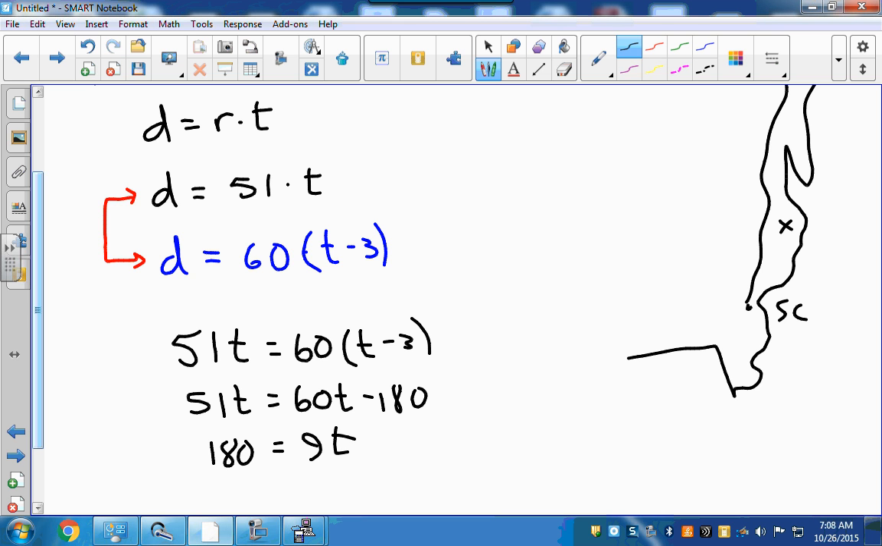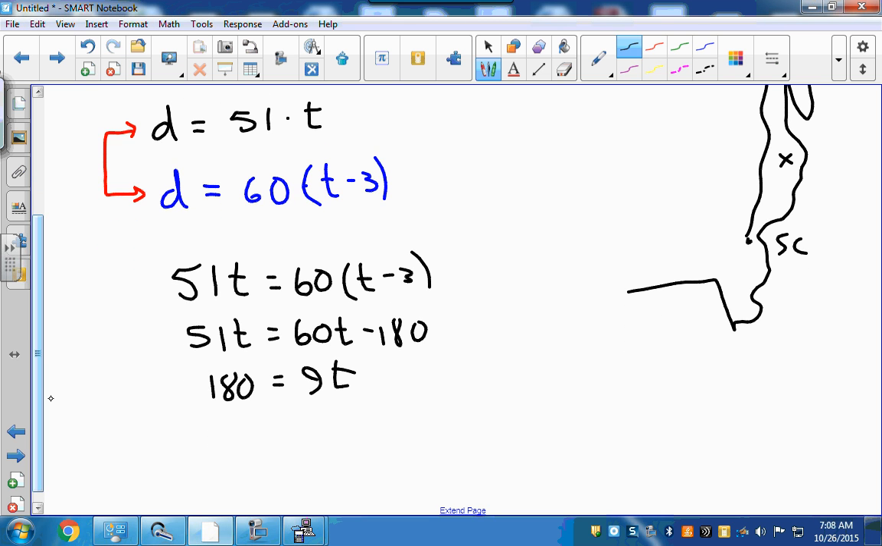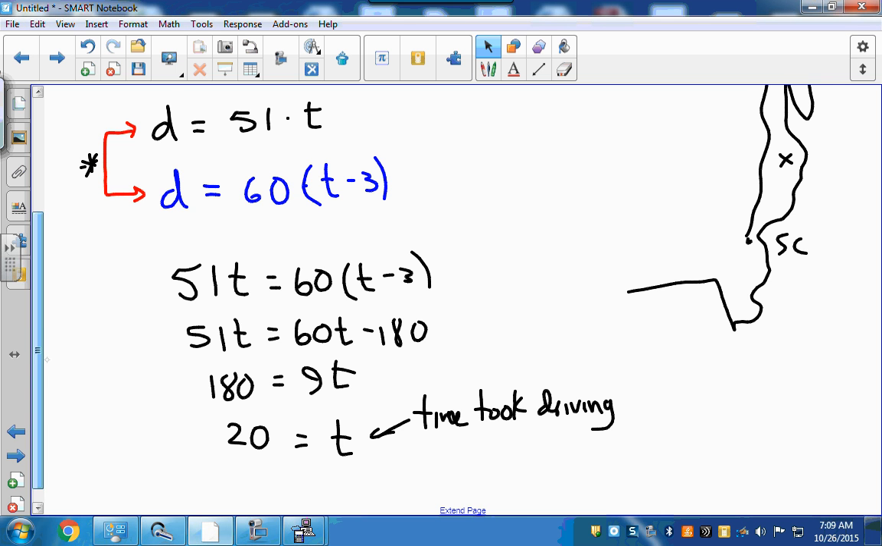We're trying to get distance, and we said distance would be about 1,000 miles, and obviously this isn't 1,000 miles. This isn't distance, this is time. So 180 divided by 9 is 20. So this is the time I took driving. But that doesn't answer the problem. The problem was, how far is the distance?